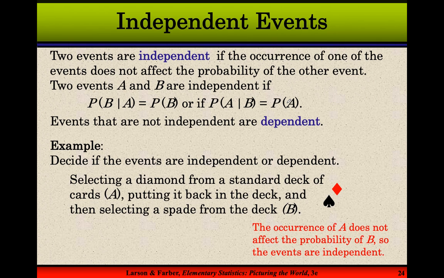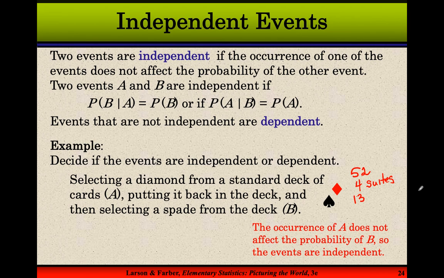I've got a standard deck of cards. Now remember, a standard deck of cards has 52 cards, 4 suits, I think it's diamonds, clubs, hearts, and spades. And each of these suits has 13 cards in them. Ace, 2, 3, 4, 5, 6, 7, 8, 9, 10, Jack, King, Queen.